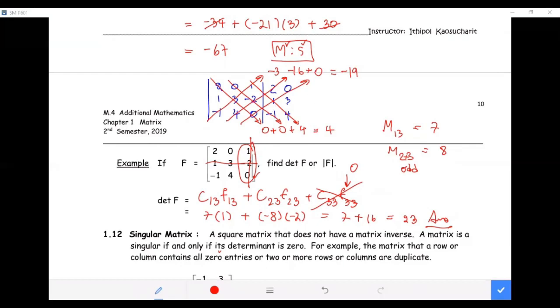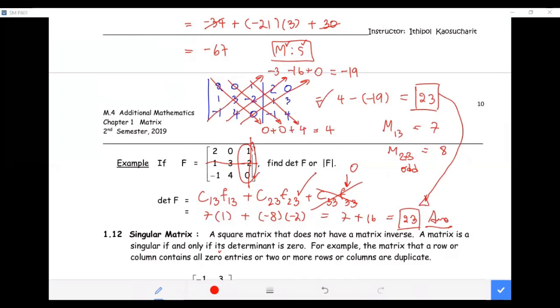Determinant is the sum of cross down minus the sum of the cross up. So the result is 23. I think this is faster than the original method, right? You see it? So this method and the other method have the same answer.